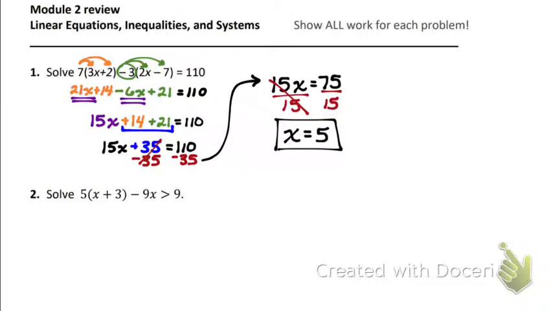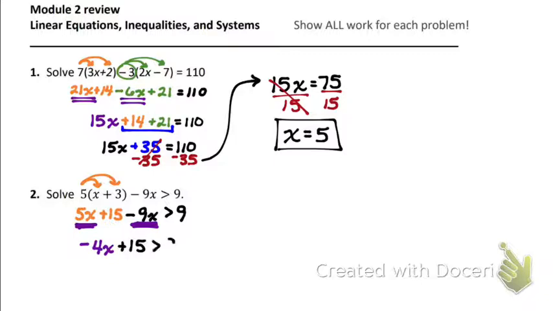For number 2, the first thing I'm going to do here is distribute the 5. So I've got 5x plus 15 minus 9x is greater than 9. I'm going to combine these two together right here. Are they on the same side of my inequality? Yep. They're both on the left-hand side of the inequality, so I'm just going to put them together. 5 minus 9. Negative 4. So I have negative 4x plus 15 is greater than 9.